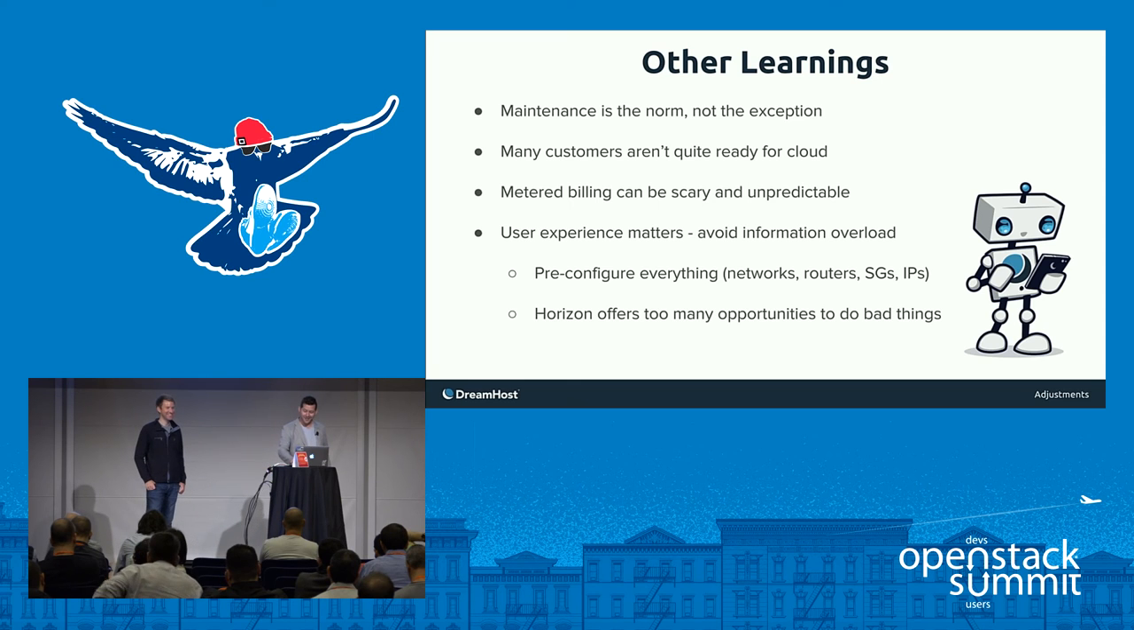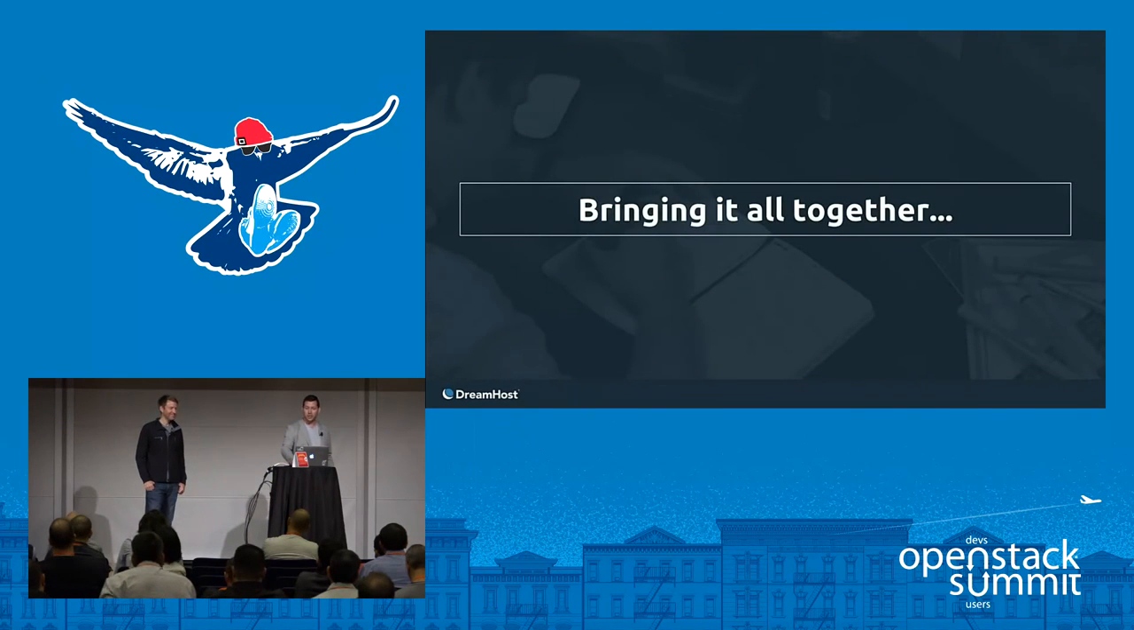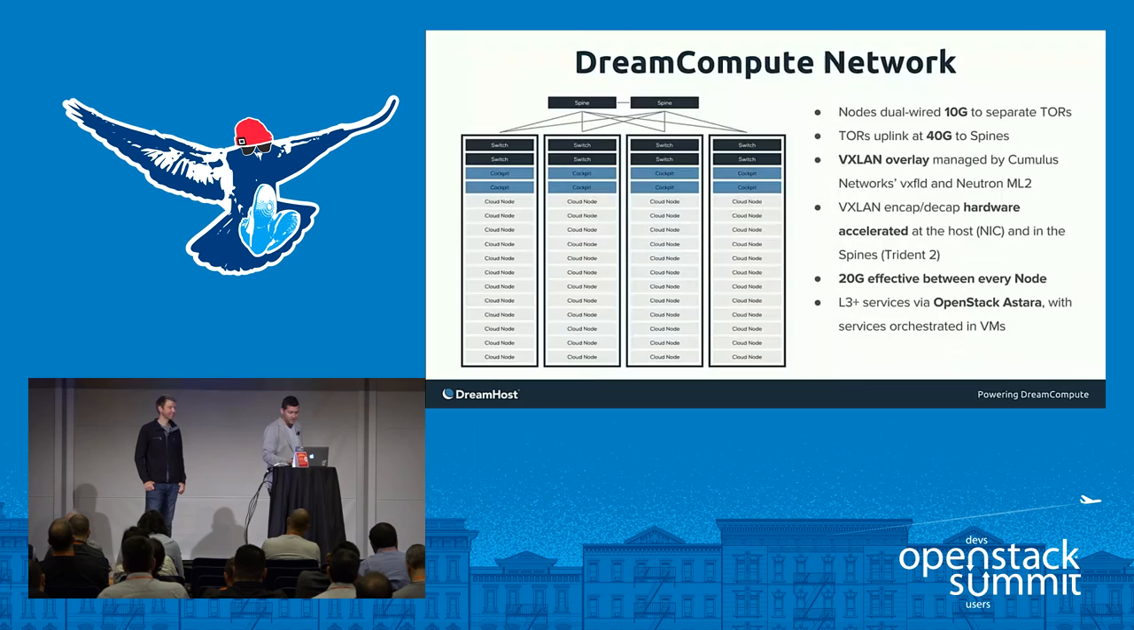So let's bring it all together, and then we'll open up for questions. This is what things look like in our new DreamCompute deployment. You can see that we essentially have two top-of-rack switches. Every node in every rack is dual connected, one to each TOR. And then the TORs are connected to each spine, and the spines are connected to each other. So you end up with very fast networking.